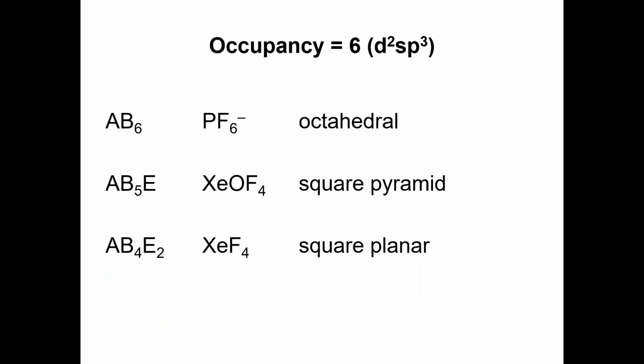Okay. And then finally, we have occupancy 6, which is AB6, and then you replace one of the bonded atoms with a lone pair, so you have AB5E, and then AB4E2, where you go to a square pyramid, and then you go to square planar. And this is it. This is the end of chapter 5.